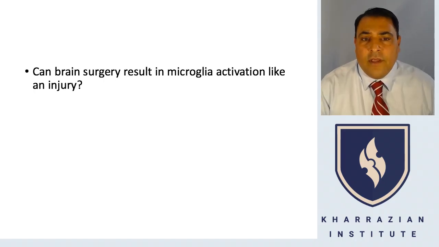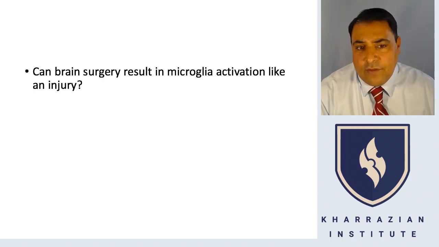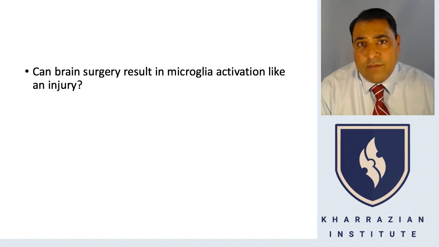Okay, next one. Can brain surgery result in microglial activation like an injury? Absolutely. So with any injury to the spinal cord, any injury to the brain, axons are going to be injured, and proteins are going to be released from debris of neurons being broken. So there's always some degree of microglial activation from any kind of surgery or injury.